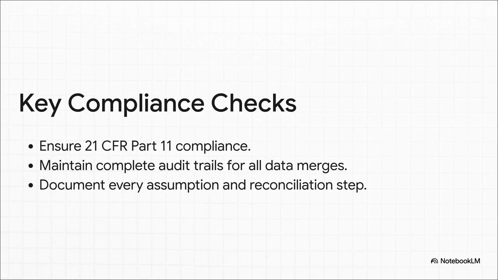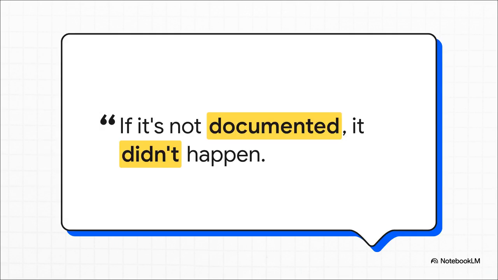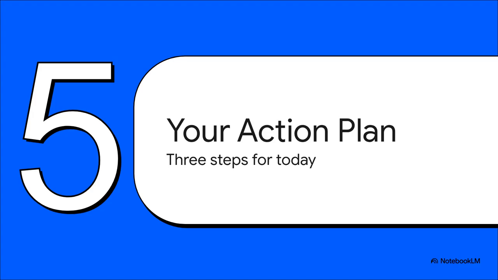And of course, underpinning all of this is compliance. You absolutely have to get this right. You need to make sure vendor systems meet standards like 21 CFR Part 11. You have to maintain a full, complete audit trail for every single change. And you have to document every decision you make during reconciliation. And it all boils down to this classic industry mantra, and it is absolutely true. To an auditor, to a regulator, if you can't show them a documented record of what you did, your checks, your decisions, then for all intents and purposes, it just didn't happen. Traceability is everything.